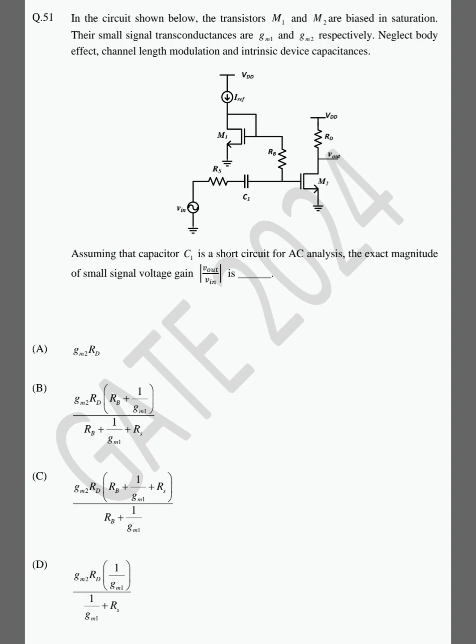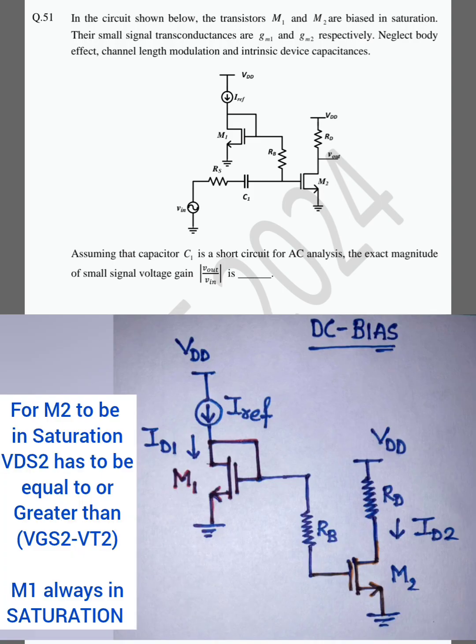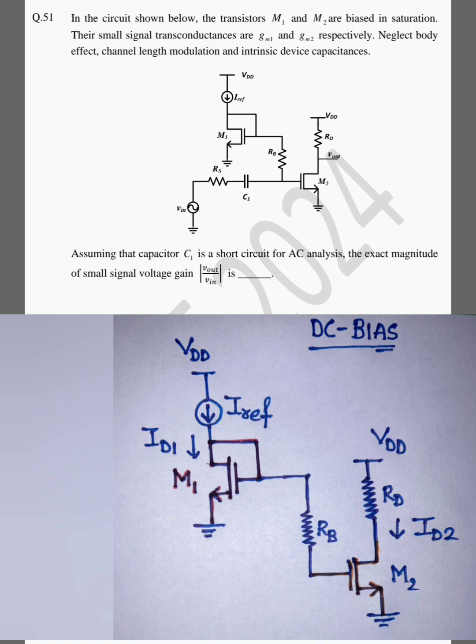Today I'm going to discuss one very important question of GATE 2024, where it is said that we need to calculate the small signal voltage gain. When we have to derive the small signal voltage gain, first we have to see whether the circuit is biased in saturation or not. Then we can find out the small signal voltage gain.